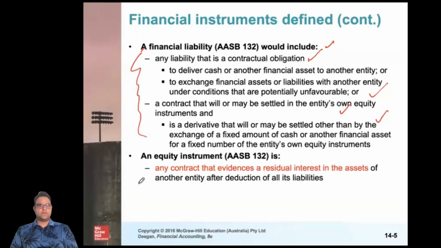The third one is equity. So we have financial asset, financial liability, and equity. These are the three main components of financial instruments. Equity is basically the evidence of a residual interest in the assets. So it's total assets less liabilities that will be the financial equity for the instrument, and it's also defined by IASB 132.